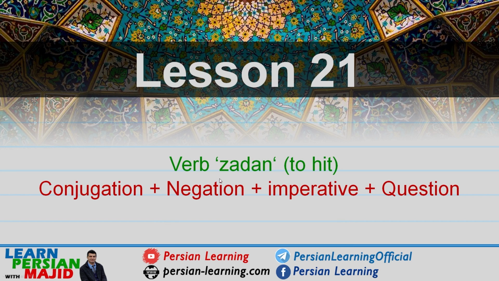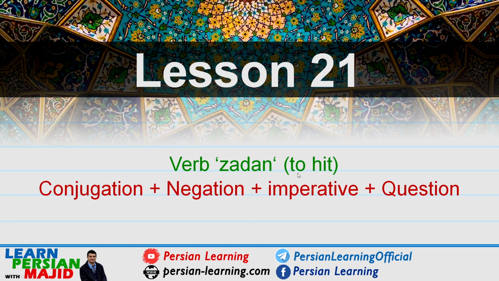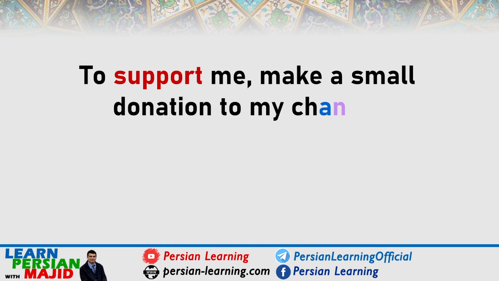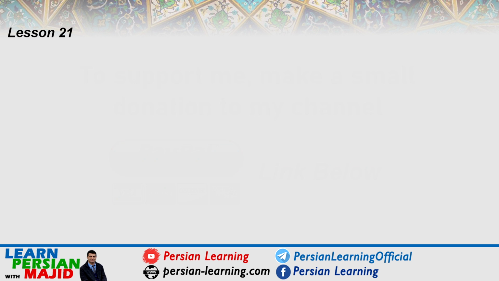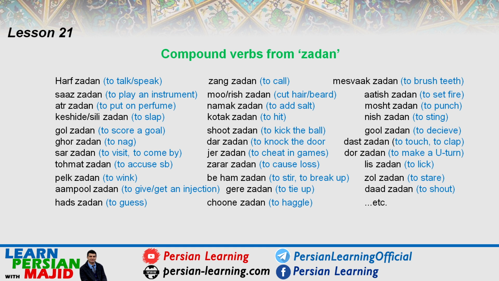Today we're gonna learn about the verb زدن, which means to hit, but a number of compound verbs in Persian come from this infinitive. We already know that we have a lot of compound verbs in Persian. The most number of compound verbs are made with the verb that we have already learned, which is kardan. The link to the lesson you can find here. But today we have another important verb. A lot of Persian verbs are made or come from this verb.